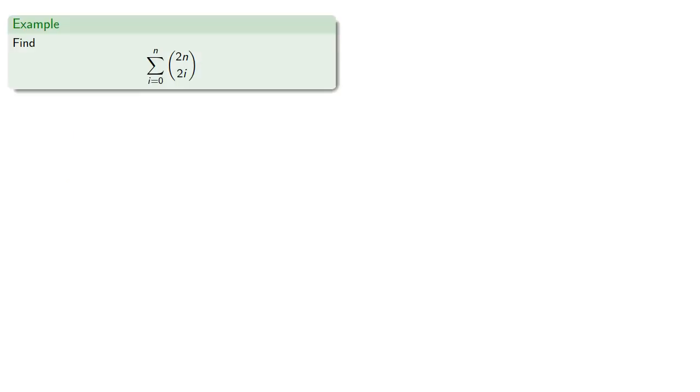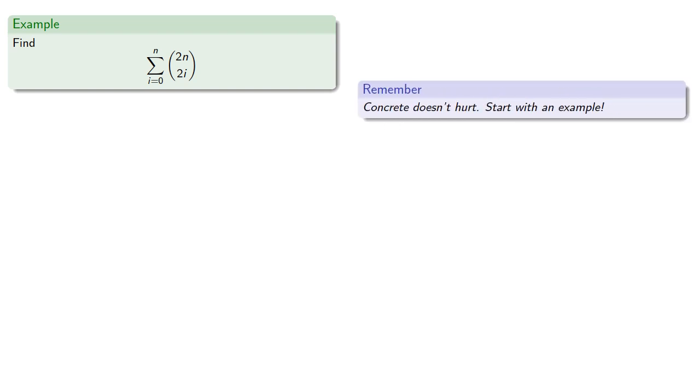Or let's consider a different summation. Now, this one is in a more general form, so it's useful to keep in mind that a concrete example doesn't hurt. Let's start with an example. So let's pick an arbitrary value for n, and the only real restriction is we don't want it to be too small because sometimes weird things happen for very small numbers, and it has to be something we can work with. So let's try n equals 4.